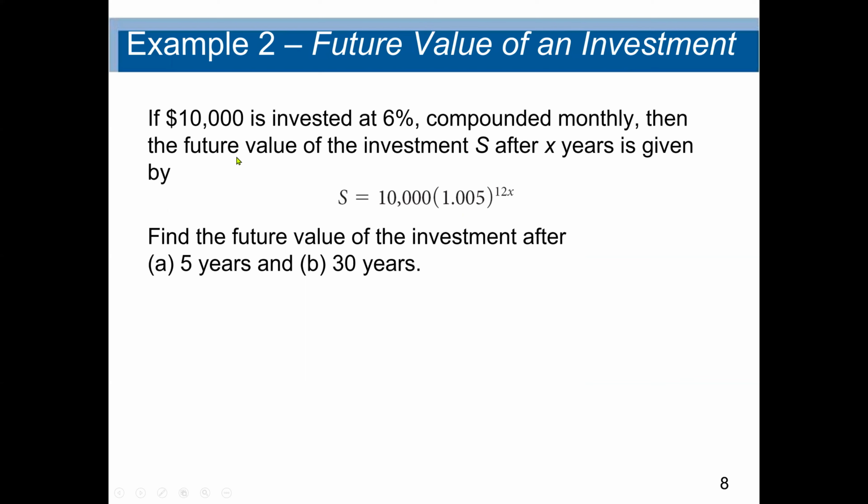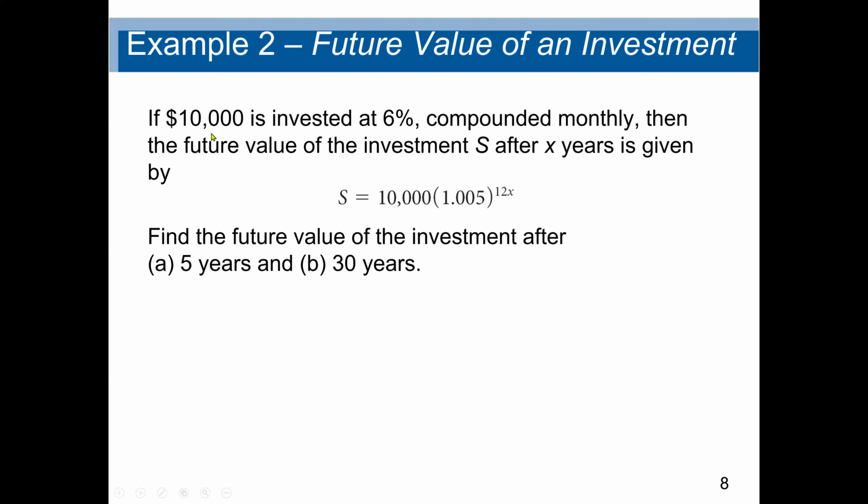So let's see an example here. Here we have $10,000 invested at 6%, and this is compounded monthly, the interest rate. Then the future value of the investment S after x years is given by the following.